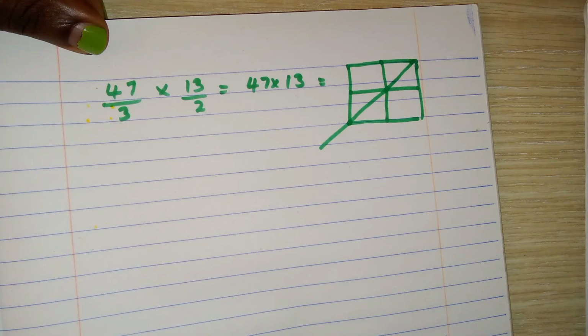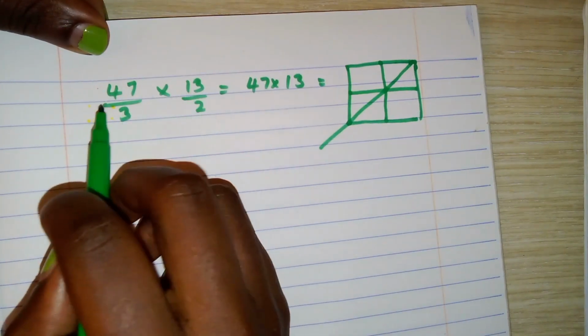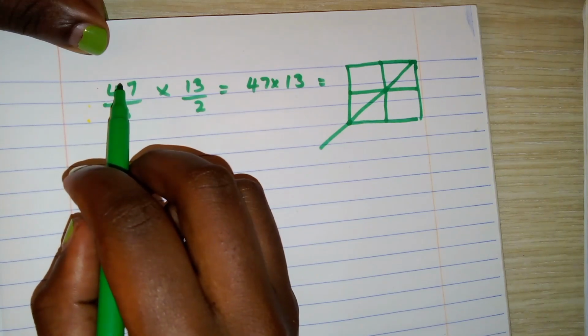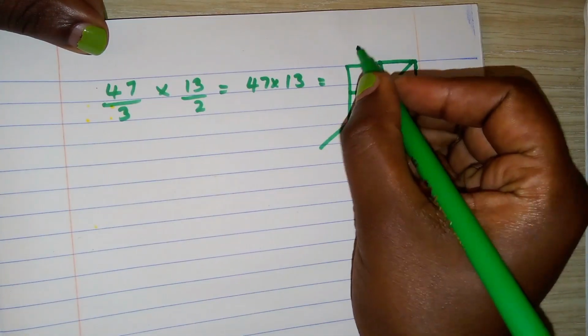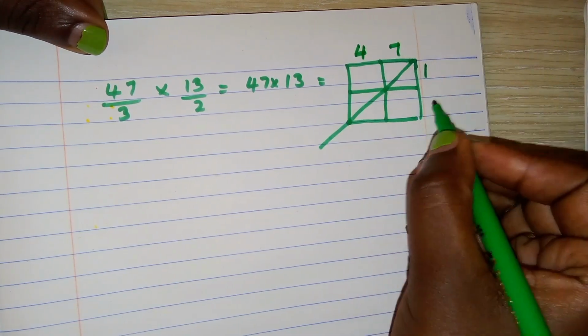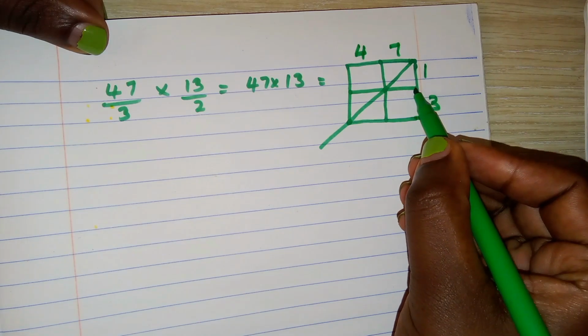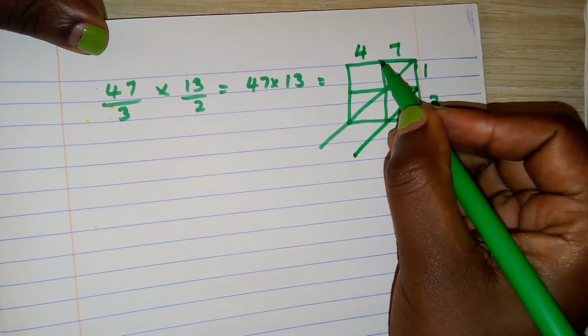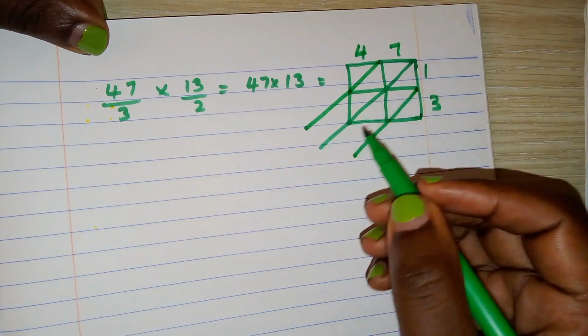So here we can use the lattice method to do 47 times 13. And lattice method, we did it in the previous video. I'll put the link somewhere above. So we do 47 times 13. So with lattice, remember you're drawing diagonal to diagonal, diagonal to diagonal, then you have this big one.